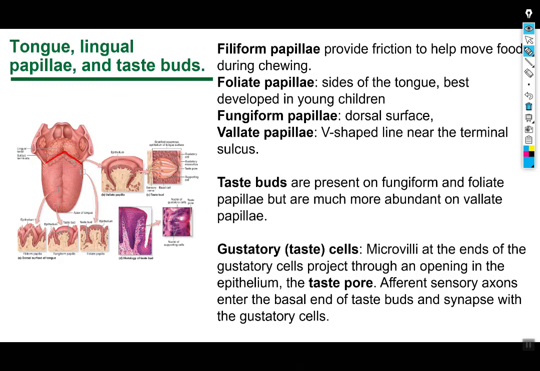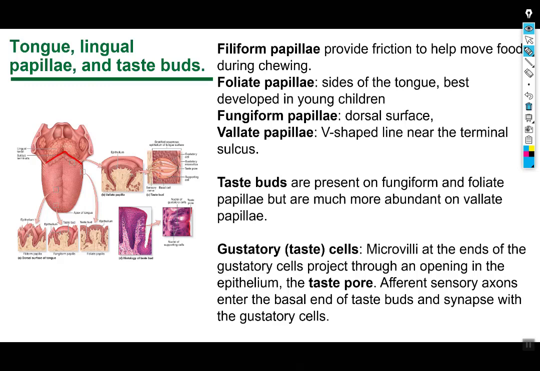So filiform, foliate, fungiform, and vallate are names for different shapes of papillae. So the filiform are the dominant kind. These are on the surface of the bulk of your tongue. And these perform frictive functions as well as helping with taste. Foliate papilla are on the sides of the tongue, and these are extremely well developed in young children. After a lifetime of rubbing on your teeth, they're not as sensitive in adults. Vallate papilla are arranged in a V-shaped line, rather a chevron, so to speak, near the back of the tongue.